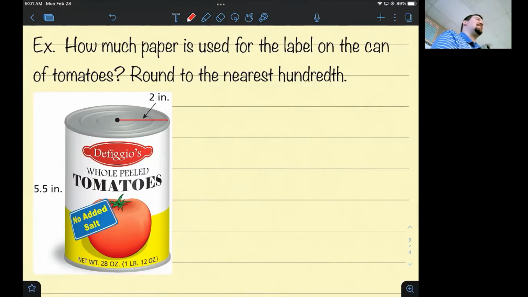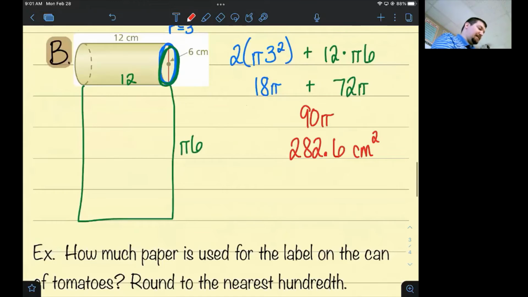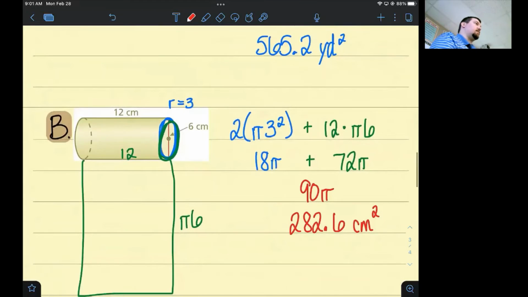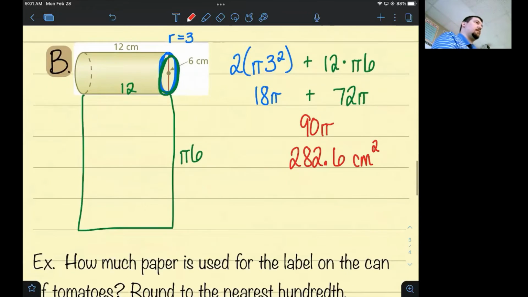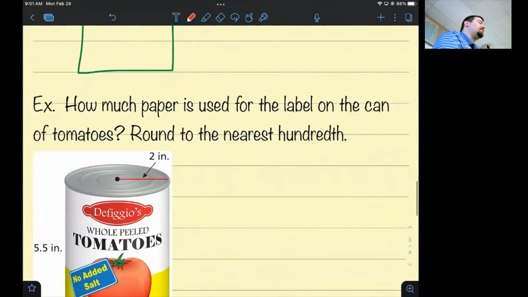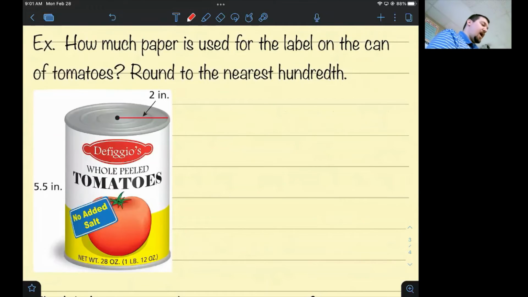If I'm finding the area of the paper label, how is that different from doing the last problem we just did? Give it another shot. Yes, we are not finding the area of the bottom and top circles because there's no paper there.